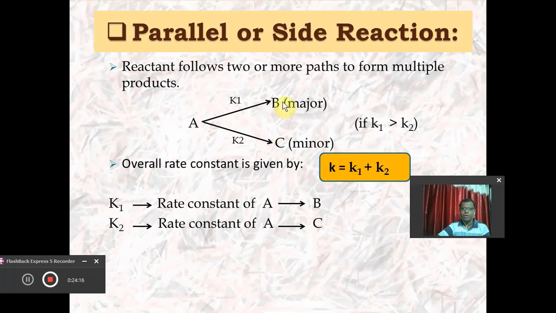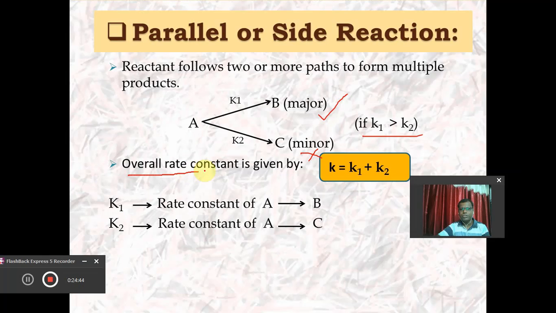But here, out of the two products, one is called the major product and the other is called the minor product, and that major and minor proportion depends upon their stability. The major product is more stable and the minor product is less stable. So the rate constant for the major product is greater than the rate constant of the minor product. The minor product is the unstable product. Their stability depends upon their energy, which we will discuss in the graph.